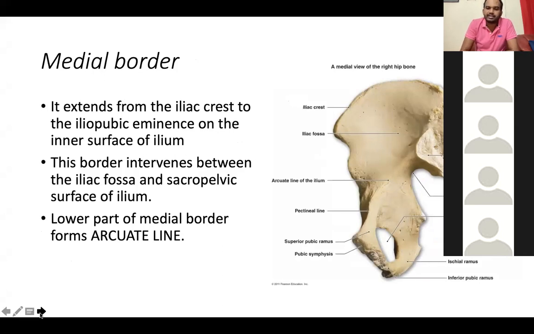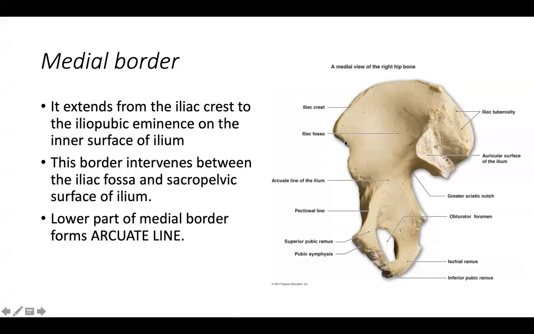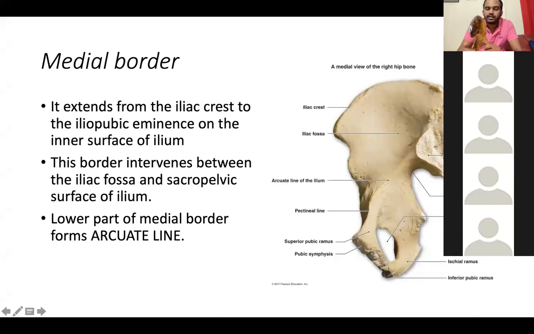So till now we have discussed the anterior border. You can see this is the anterior border. This is the posterior border. This is the upper end. This is the lower end. And this border, can you see this one? This is the medial border.